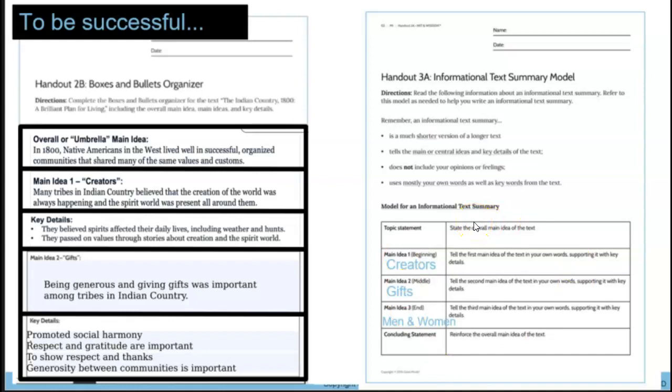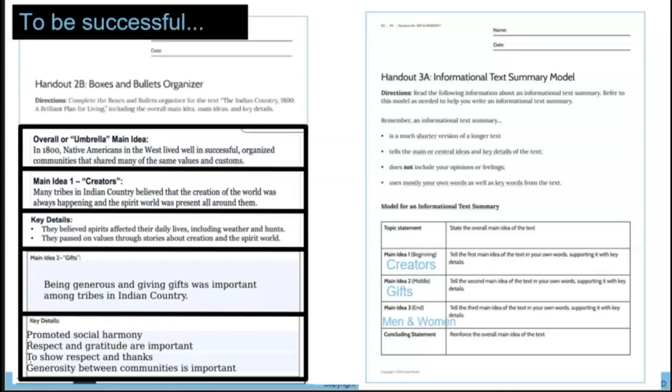On Handout 2B, just like yesterday, your Great Minds teacher mentioned that you did this boxes and bullets organizer. You read the text, The Indian Country 1800, A Brilliant Plan for Living, and you already filled out the overall main idea, the main idea 1 and key details, the main idea 2 and key details, and then the main idea 3 and key details.